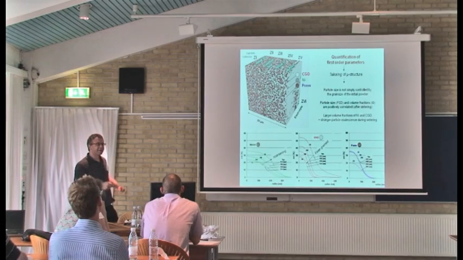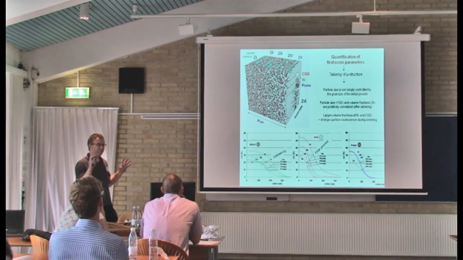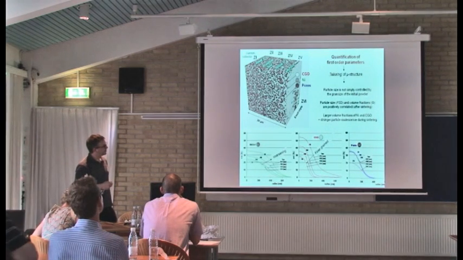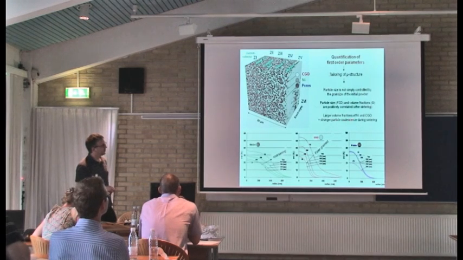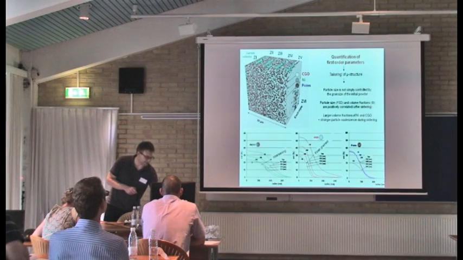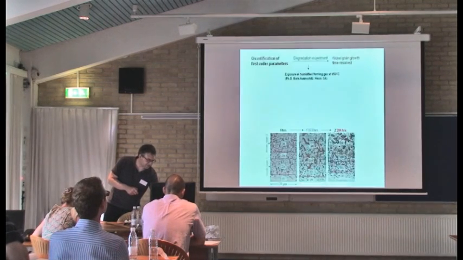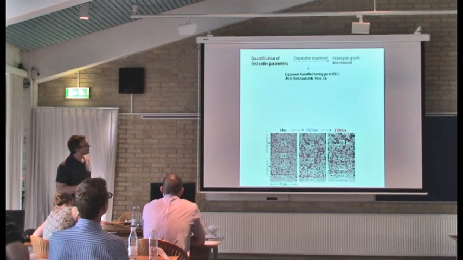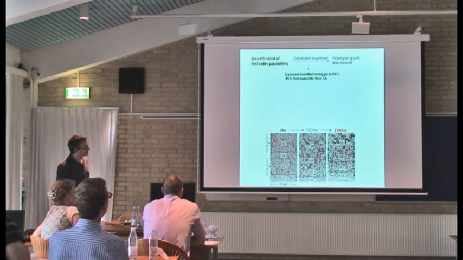When we have high volume fraction, we cannot change volume fraction and size independently. They are actually connected together, most probably because particles start more coalescence when you have a higher volume fraction during sintering. We can then take this further to degradation experiments where we are looking at what happens during nickel coarsening.